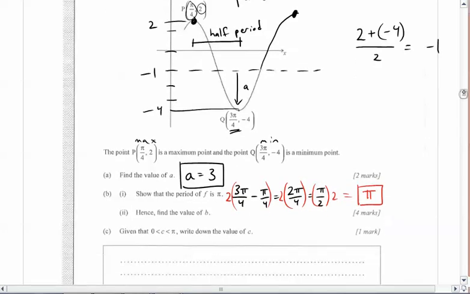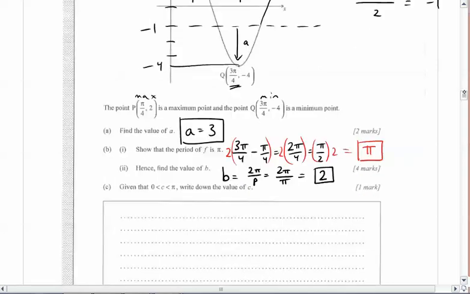To find the value of b, I need to remember that b is 2 pi over the period. So b is 2 pi divided by the period of pi, so b is 2. Now, c is some number between 0 and pi. In order to find c, it's the hardest one out of the transformation problem. When you have a transformation of a cosine or a sine, a is the amplitude, vertical stretch. B is the horizontal stretch. C is a horizontal translation. And D is a vertical translation. Now let's check and see if I need to use sine or cosine. Cosine.